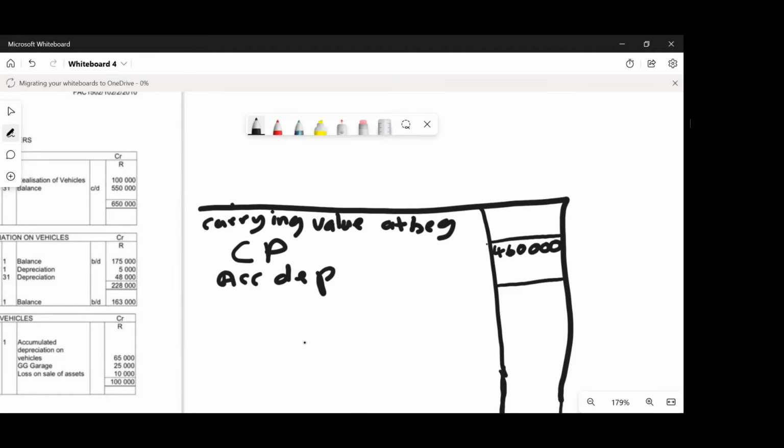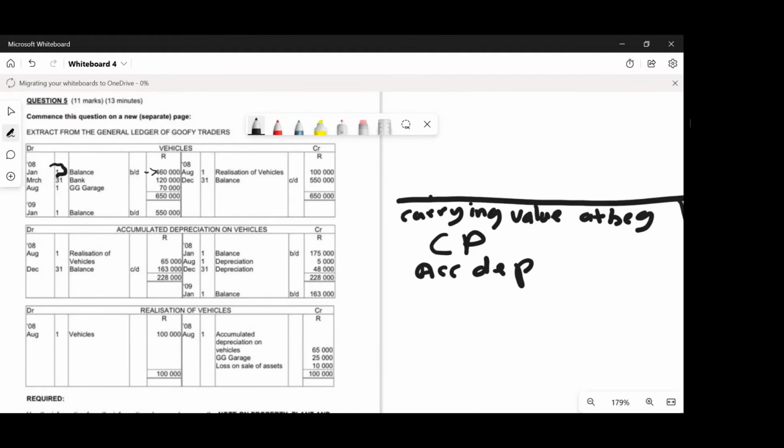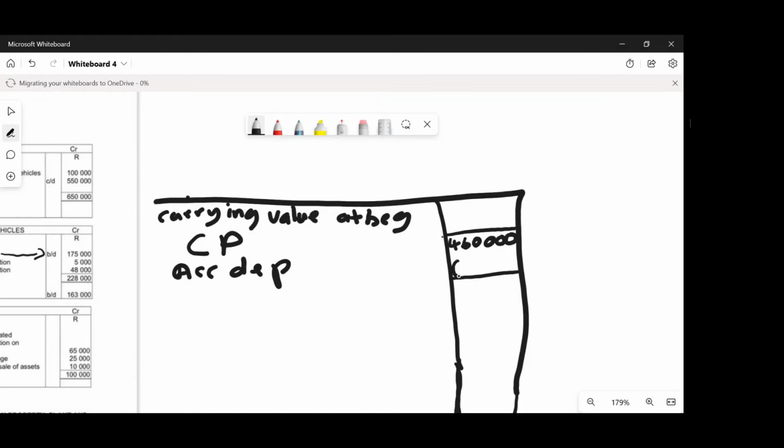And then accumulated depreciation is the same thing. You go to accumulated depreciation, which has a credit balance. So our balance at the beginning would be on the credit side, which is that one of 175,000. You record it in brackets, 175,000. Then you subtract the two to get your carrying value at the beginning. Do we all see that? Yes. Okay, so how much do you get if you punch that in your calculator?